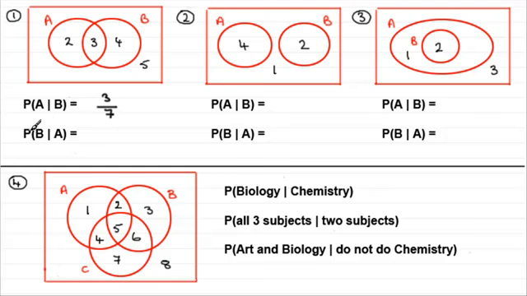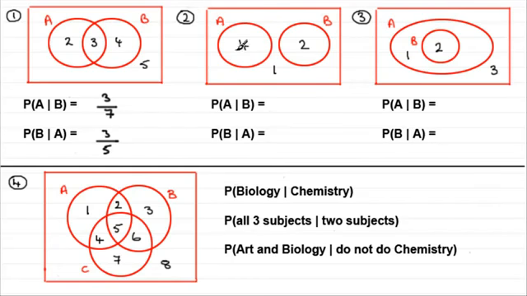What about this one? The probability that someone does biology given that they do art. So we know they do art, so that's out of 5 people. That'll be our denominator. And out of those 5 people, how many do biology? Only 3 people do biology. So it's going to be 3 out of 5.